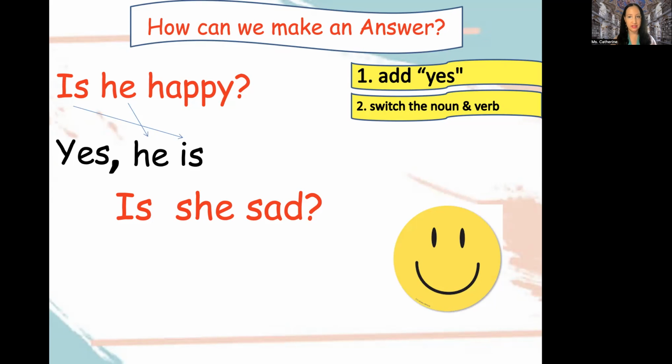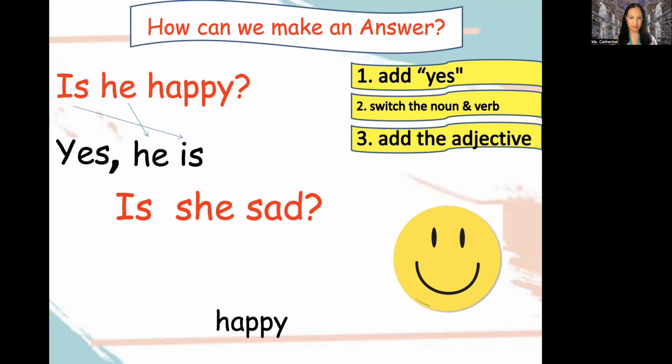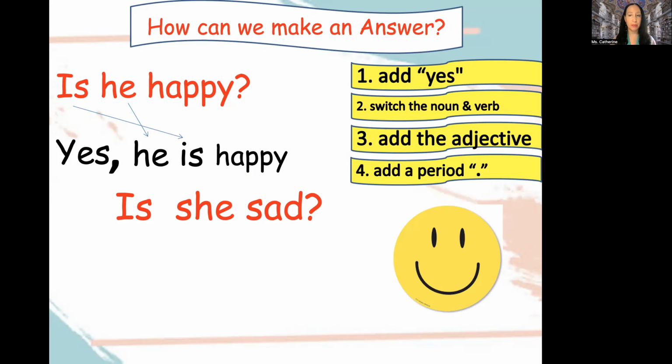Yes, he is. And now what happens? We add the adjective. Where is the adjective? That's right, happy. Now what? We add a period or a full stop. Okay, so yes, apostrophe or yes, comma. All right, comma, yes, comma, because we pause. Yes, he is happy. What happens if we don't pause and we don't put the comma? We would sound like this. Yes he is happy. We always want to pause.